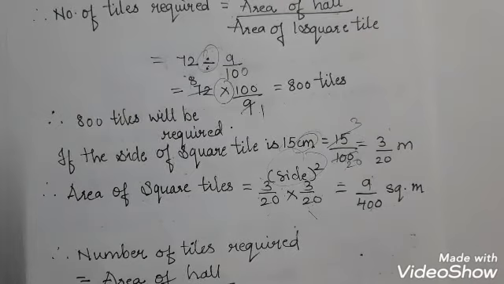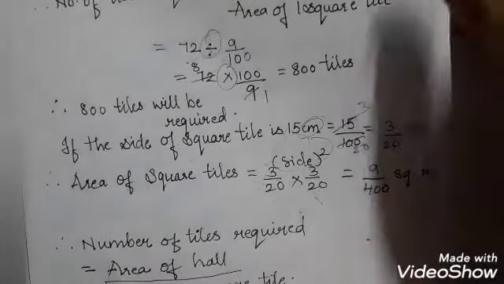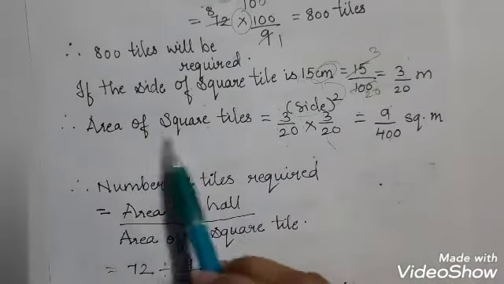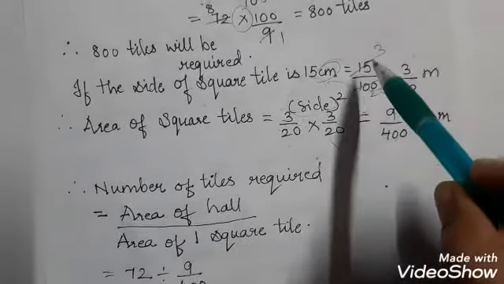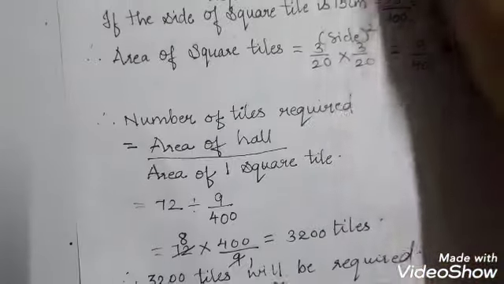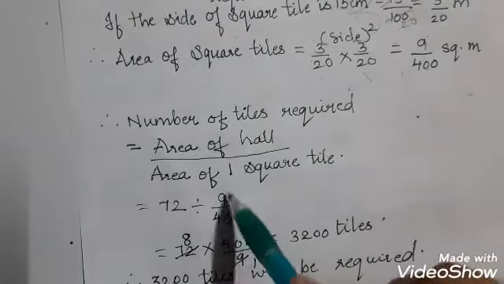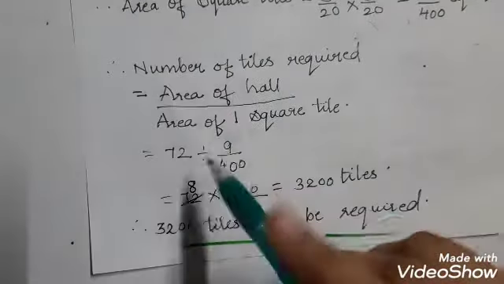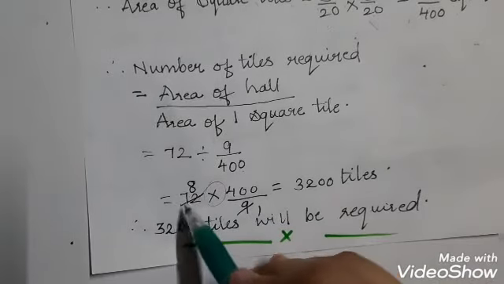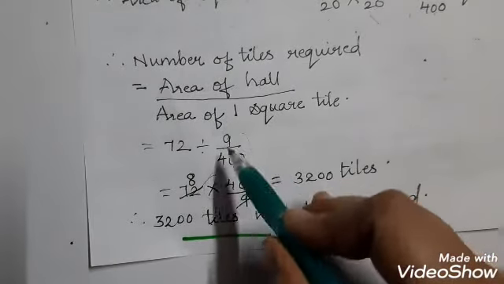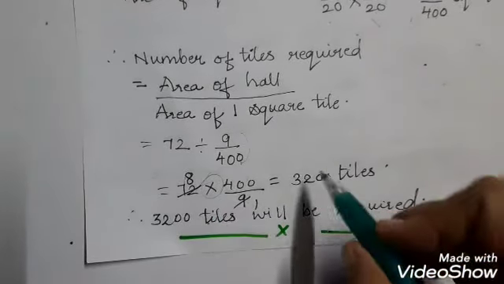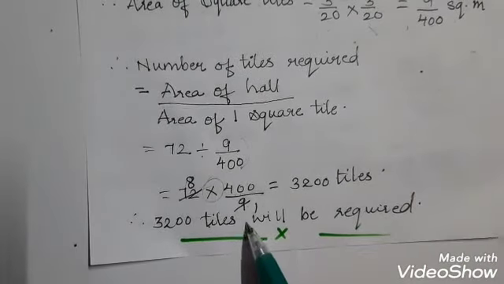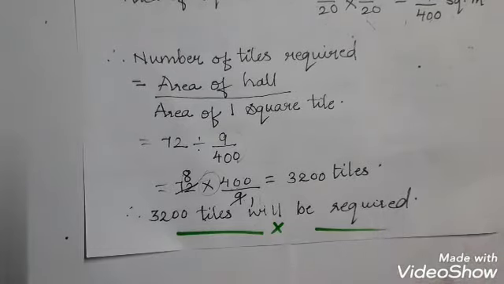Now, I will find how many tiles will be required. So, number of tiles required is equal to the area of the hall upon the area of the tile. So, area of hall is how much? 72, right? 72 upon area of one square tile, that is 9 upon 400. So, again division sign converts into multiplication, and it becomes a reciprocal. 72 into 400 upon 9. 9 ones are 9, 9 eights are 72. So, 8 into 4, 8 fours are 32 and 2 zeros. So, how many tiles will be required? 3200 tiles will be required.